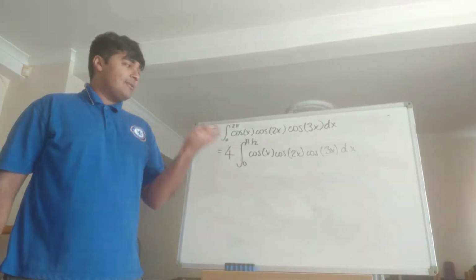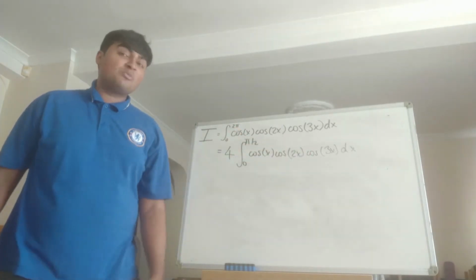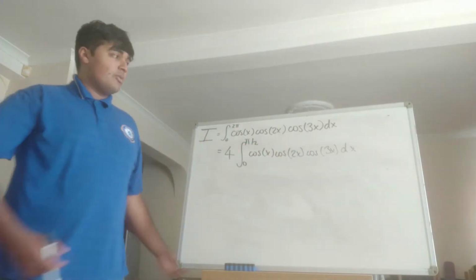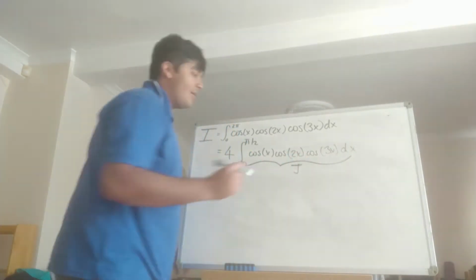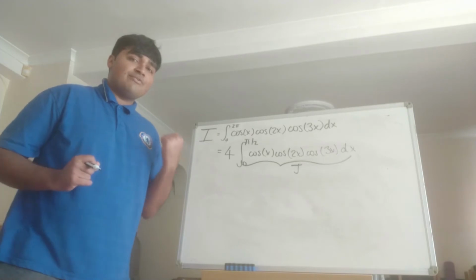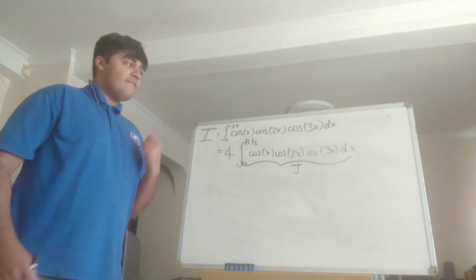Anyway, I is equal to 4 times this integral here, so it's the same integrand except now it's just 0 to pi over 2. Now, what is this integral? Well, we're actually just going to give it a name. We're going to call this integral here J for now. And what we're going to do is try and work out a value for J, from which then we'll be able to work out a value for I.